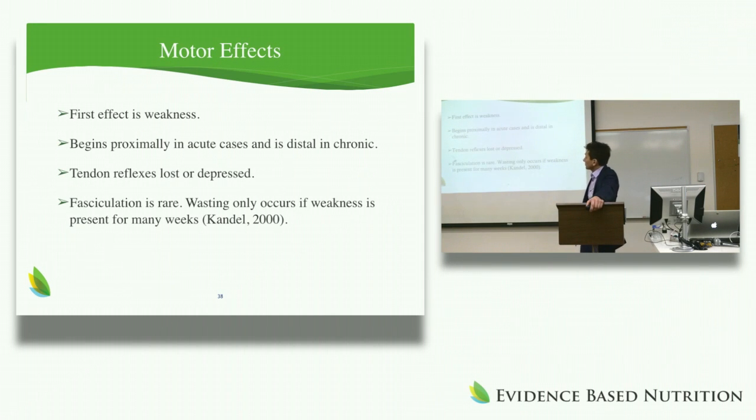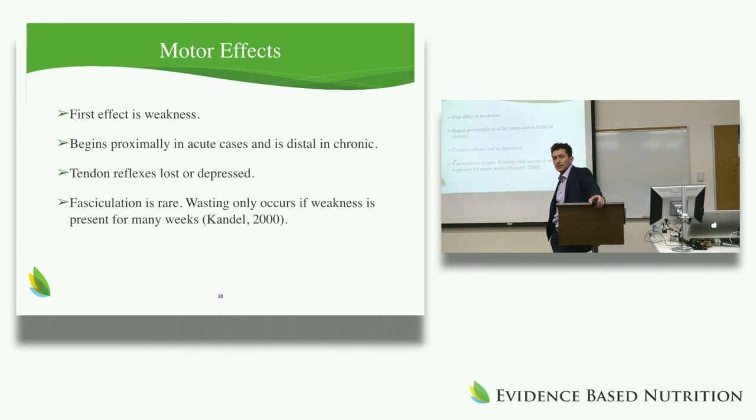Motor effects. The first one is weakness, which usually starts proximally. You'll have a loss or reduction in tendon reflexes. You've got to remember that the nerve contains both sensory and motor fibers, and so both will be affected. And always remember, motor effects are going to be first. They're going to happen usually long before the sensory effects.